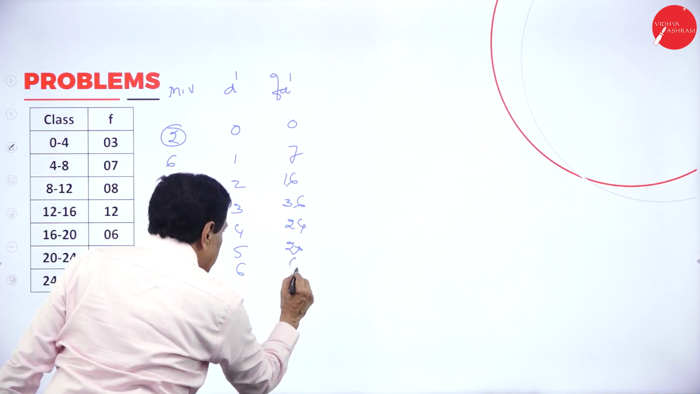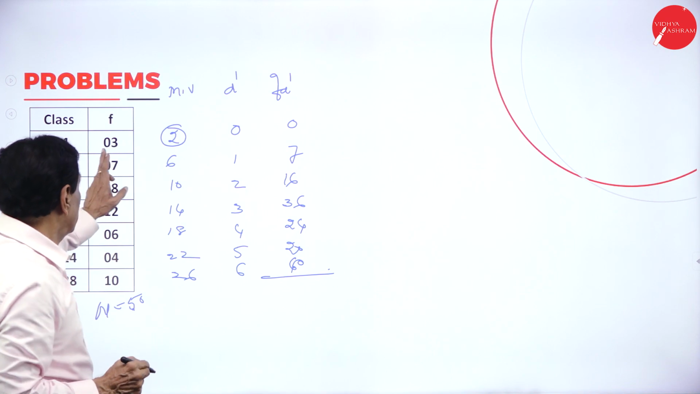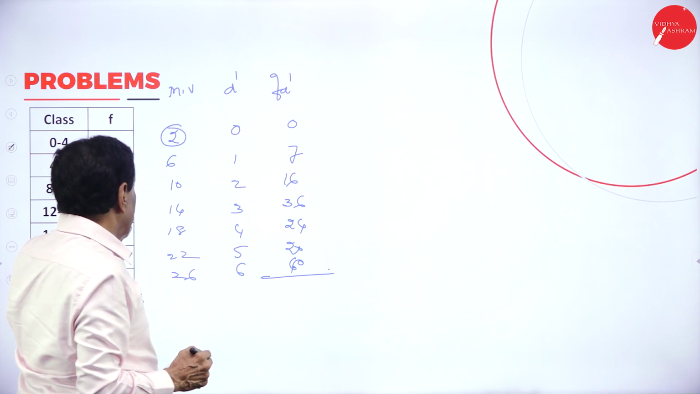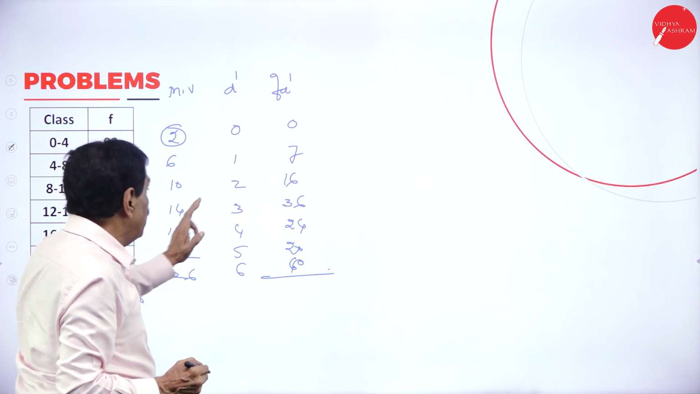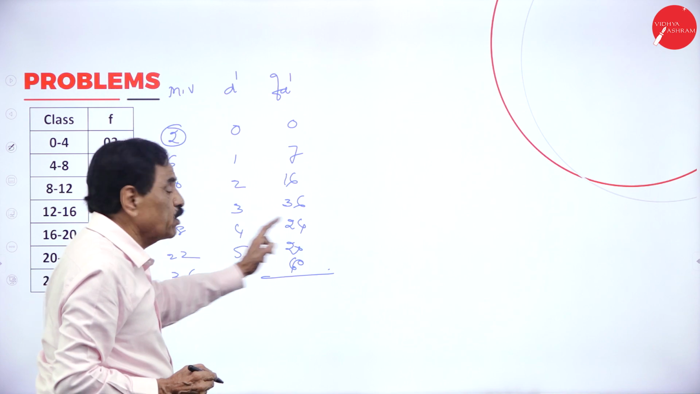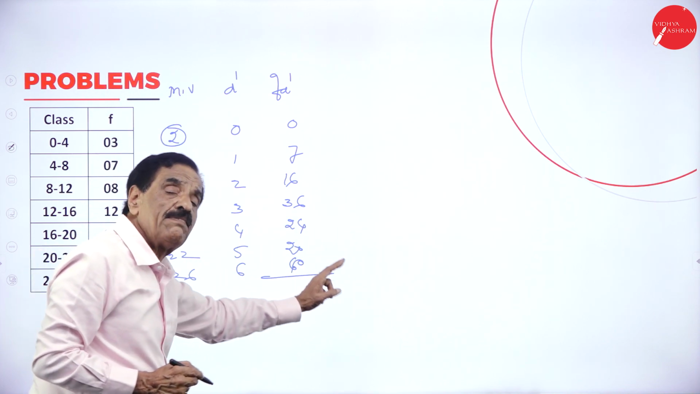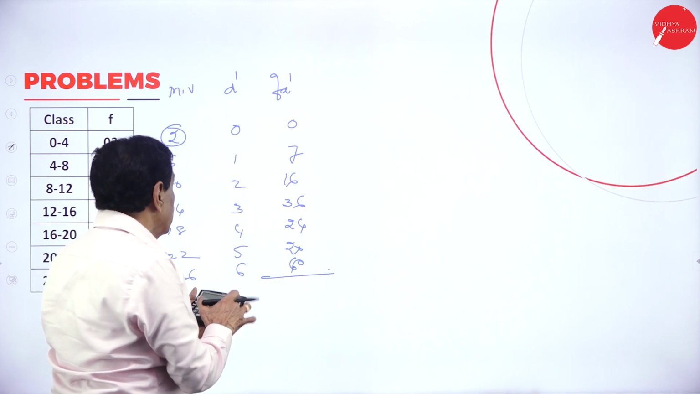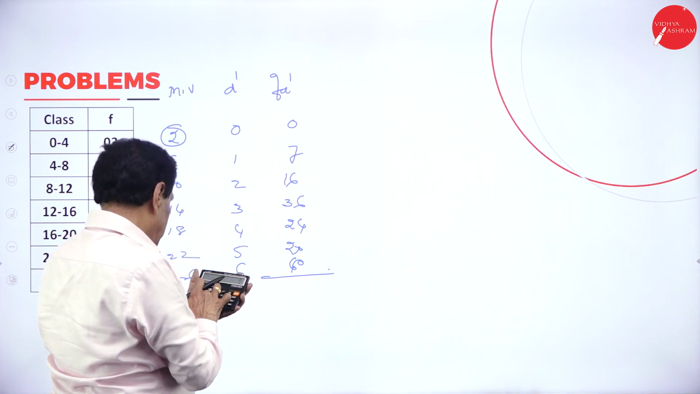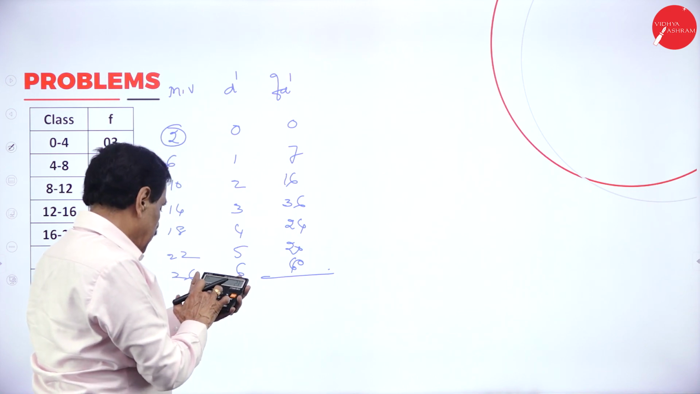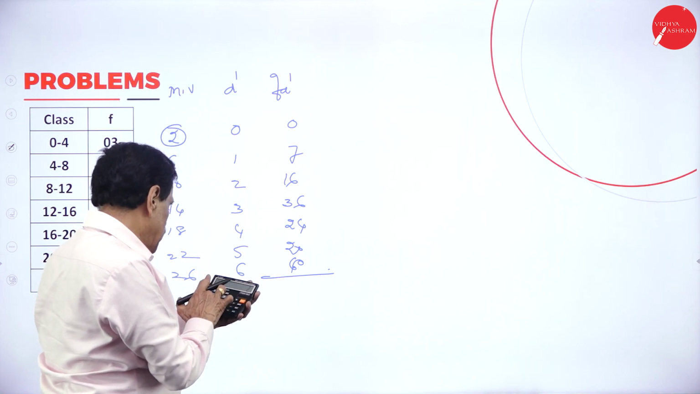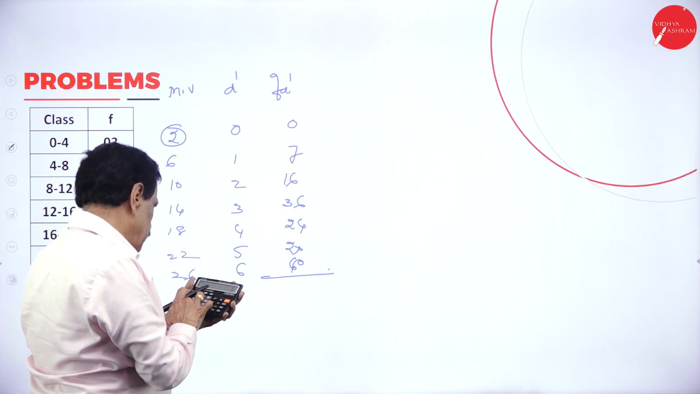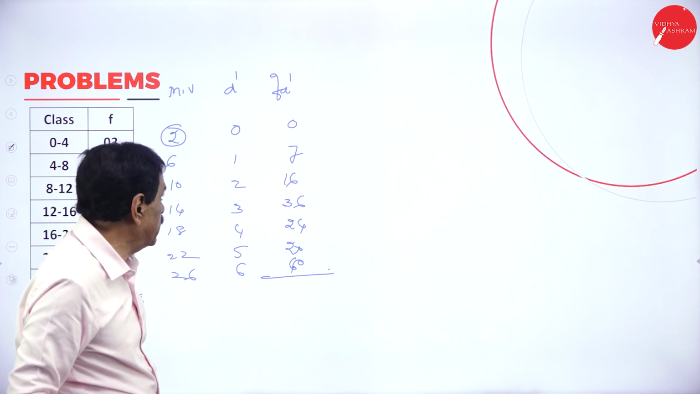10 into 6 is 60. I will repeat. 3 into 0 is 0. 7 into 1 is 7. 8 into 2 is 16. 12 into 3 is 36. 6 into 4 is 24. 4 into 5 is 20. 10 into 6 is 60. We'll add the figure one by one. 7 plus 16 plus 36 plus 24 plus 20 plus 60 is equal to 163.